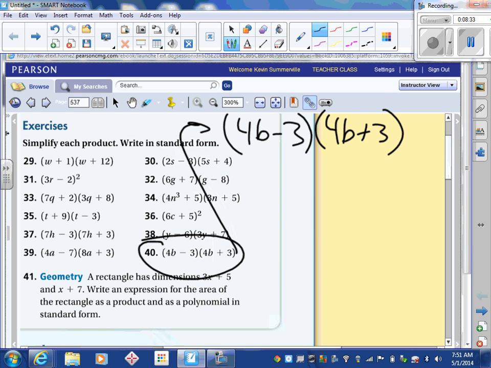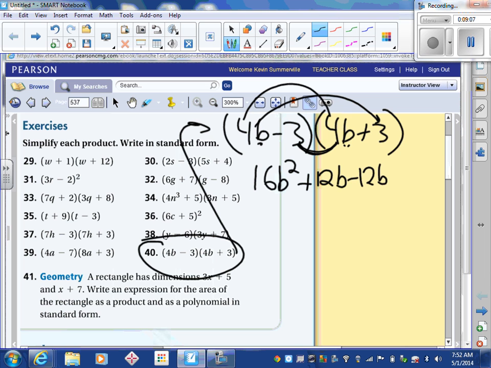Now we're going to do number 40 one more time. Again, you can go back to the Old Faithful FOIL to do it. First numbers, so it's 4 times 4 is 16. B times B is b squared. Then I'm going to do the outers, 4b and 3. 4 times 3 is 12b. And I'm going to do the inners. Negative 3 times 4 is negative 12b. Negative 3 times 3 is negative 9.